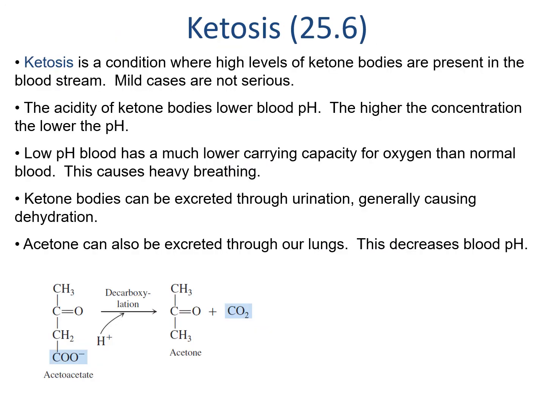The real problem with ketone bodies isn't the really small loss of energy. That's a small problem. A much larger problem is that acetoacetate and beta-hydroxybutyrate are the conjugate bases of acids, and when they're produced, they are going to drop the blood pH because they are acids. When the ketone bodies are present at elevated levels in the bloodstream, it's called ketosis. A slight case of ketosis will drop the blood pH slightly. A severe case drops the blood pH severely.